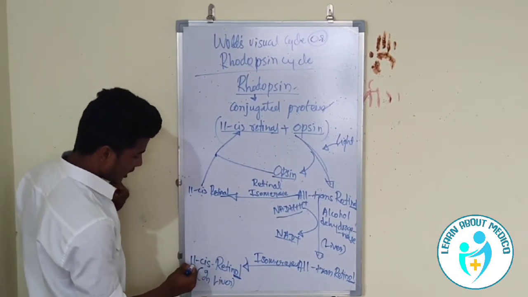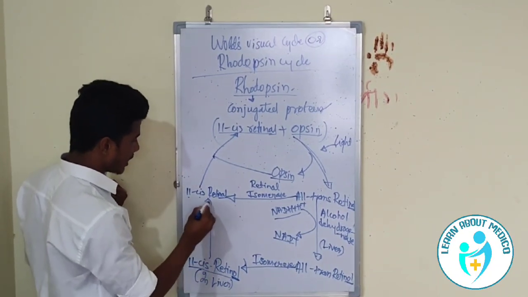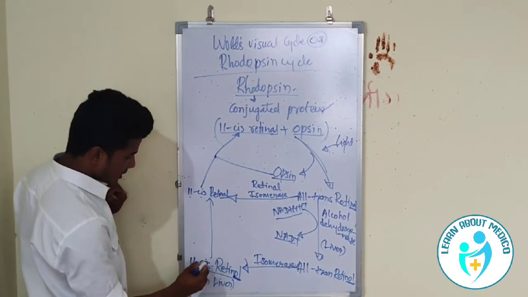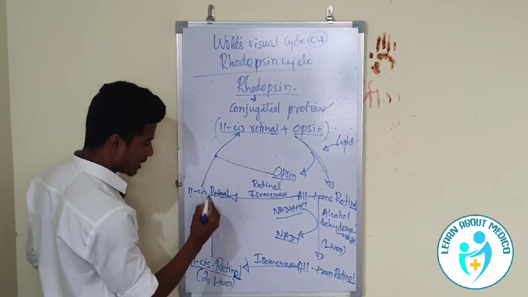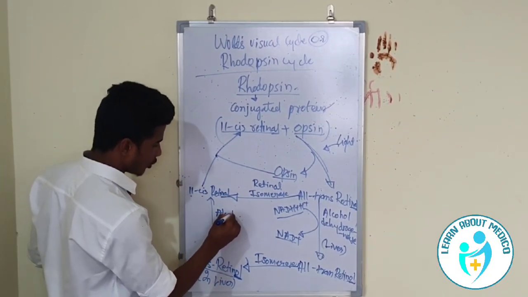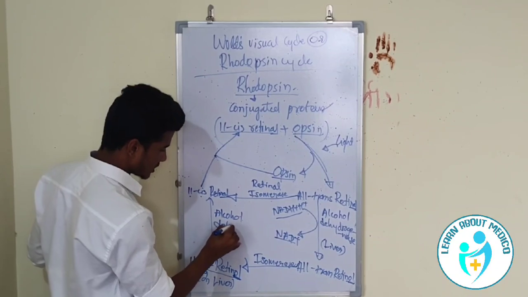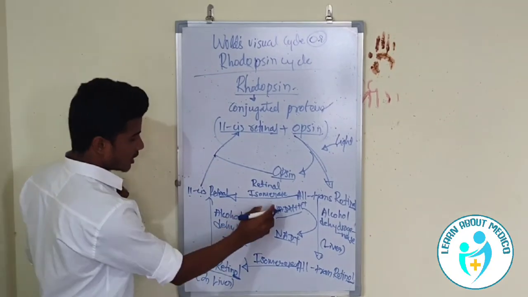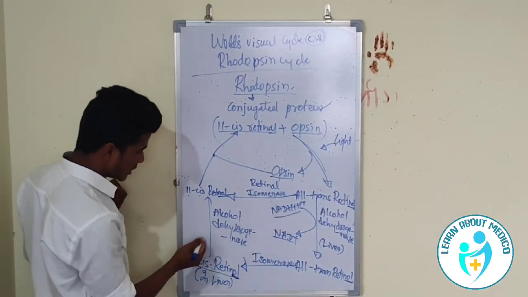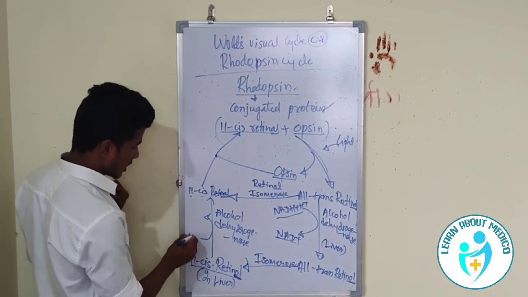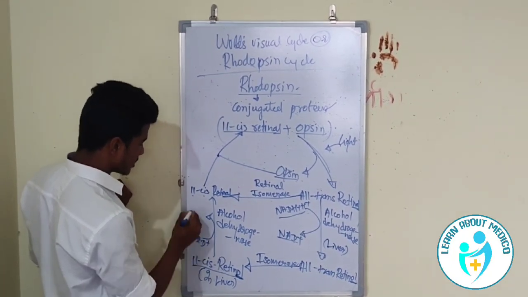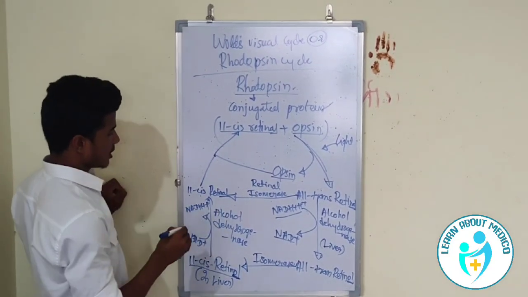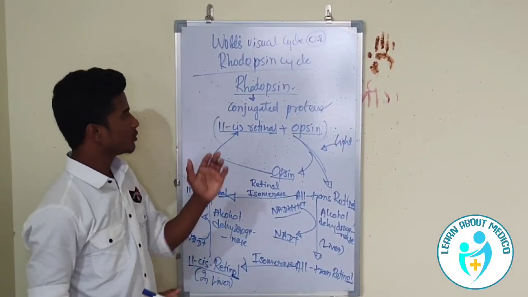And again, this 11-cis retinol is converted into 11-cis retinal, retinol OL to retinal AL, with the help of the same enzyme, alcohol dehydrogenase. Here the NADH plus H plus which was utilized is produced again, as NAD plus is converted into NADH plus H plus. This is all about the Wald visual cycle.